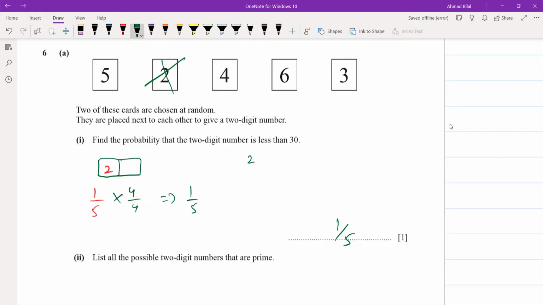Okay. फिर आपको बाकी सारे numbers लिखने पड़ेंगे. आपके पास कितने numbers possible हैं जो 30 से नीचे हैं? You have 23, 24, 25, 26. Okay. So ये 4 numbers आपके पास छोटे हैं.